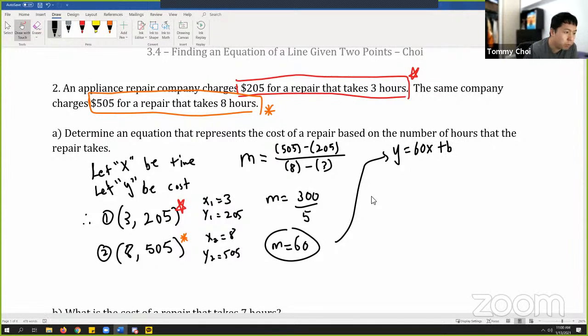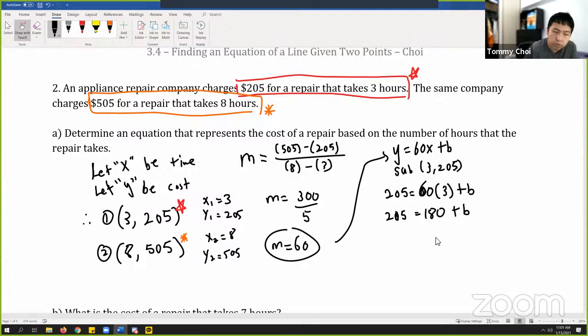Now we can solve for b. We can plug in one of my points. I'll sub in 3, 205 to solve for b. So 205 is y and x is 3. I'm going to get 205 is equal to 180 plus b. Moving the 180 to the left side, we get this. And 205 minus 180 gives me 25.